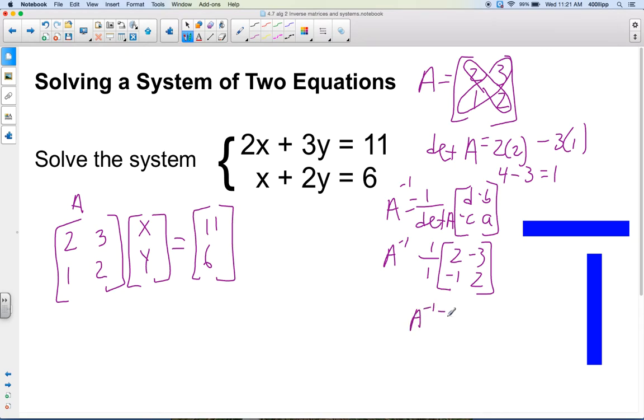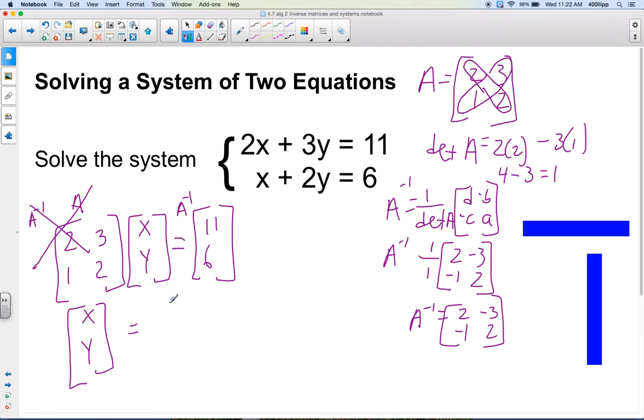A inverse is equal to 2, -3, -1, 2. Now what I'm going to do is multiply both sides by A inverse. We know that A inverse and A are going to cancel out. So you'll have x, y, and then I'm going to have A inverse, which is 2, -3, -1, 2, and I'm going to multiply that by 11, 6, my constant matrix.